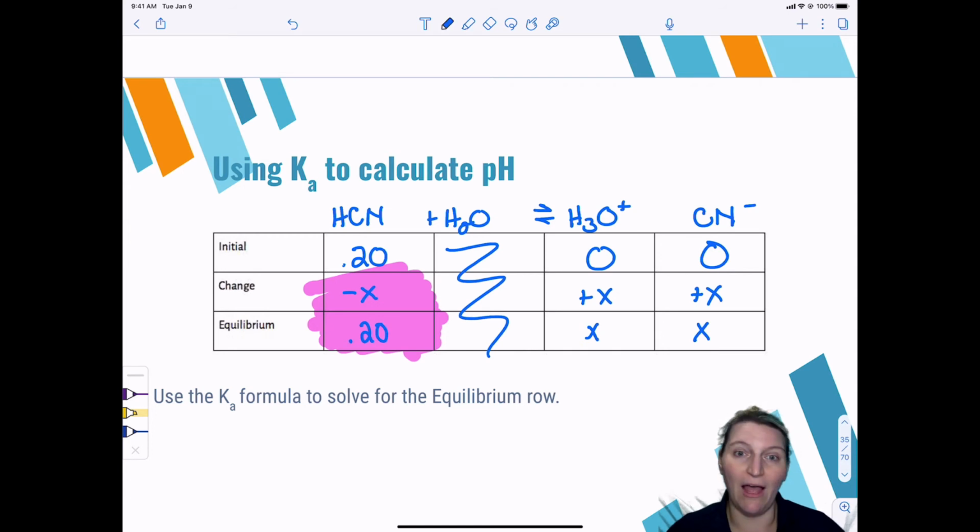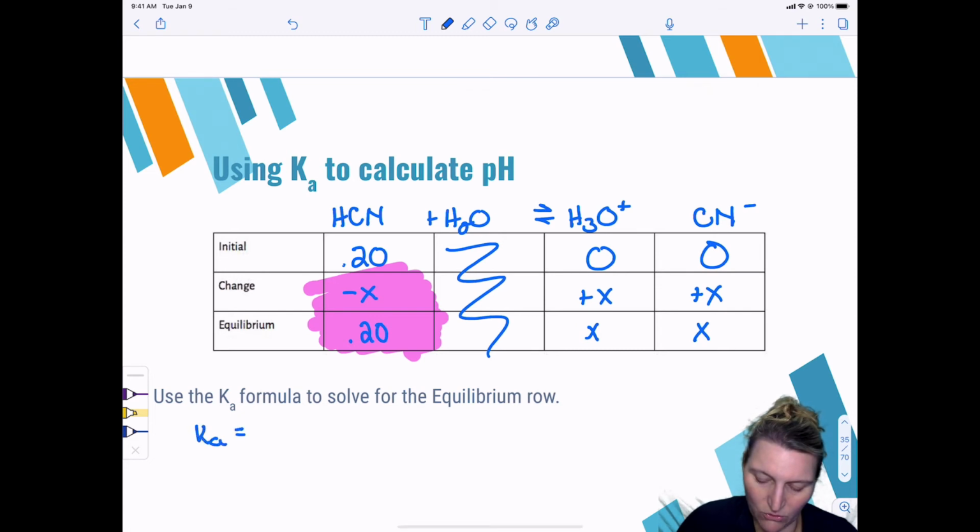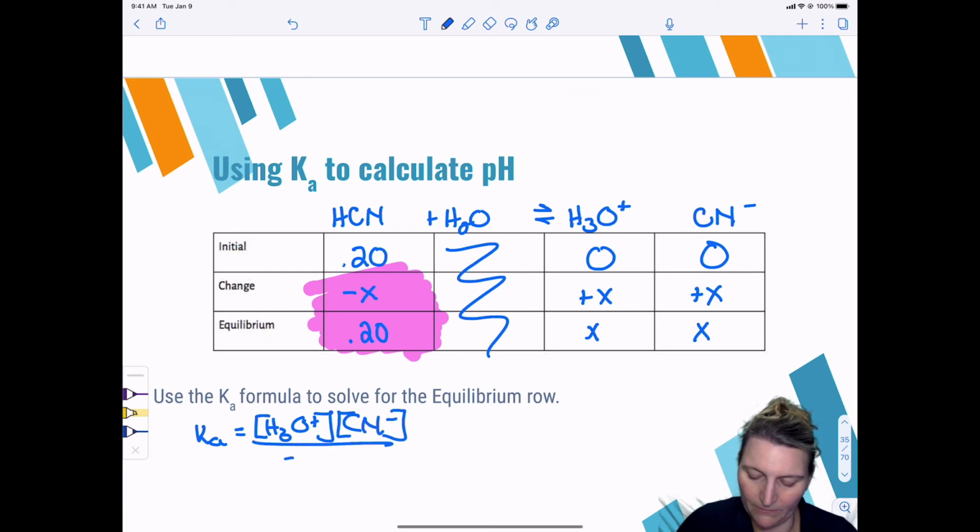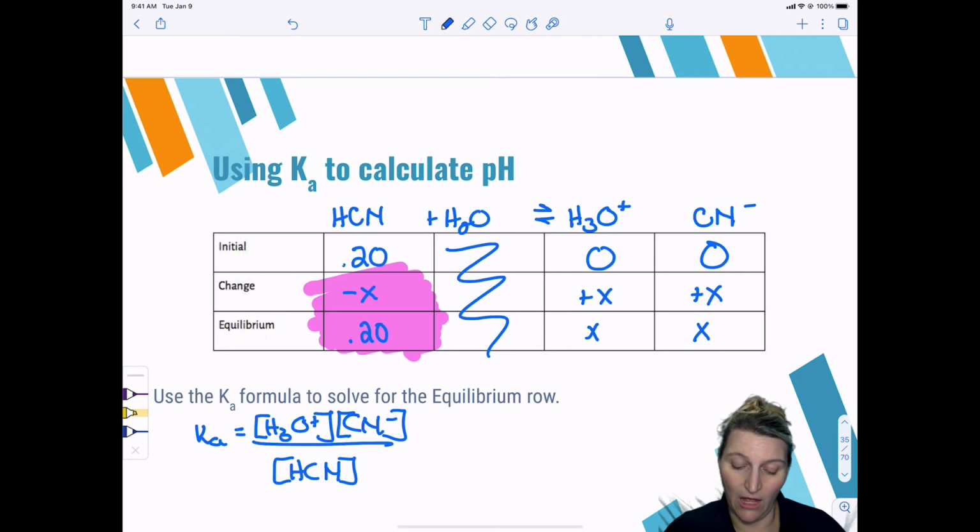So now I can plug it into the Ka formula, right? We know that Ka would be equal to the concentration of the H3O plus times the concentration of the CN minus over the concentration of the HCN. I look up the Ka for HCN in the back of the book, and it tells me it's 4.9 times 10 to the negative 10. And what does that equal? Well, x squared, because it would be H3O plus times CN minus, over 0.20.